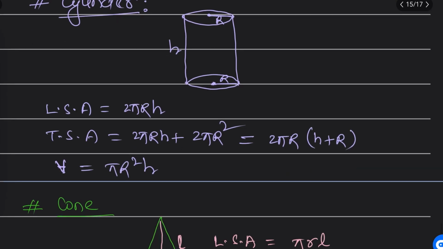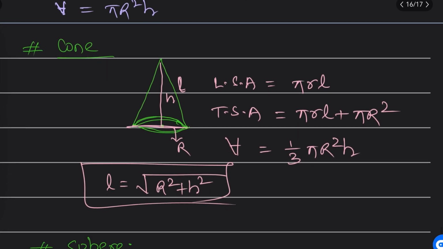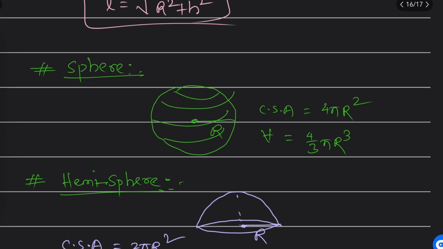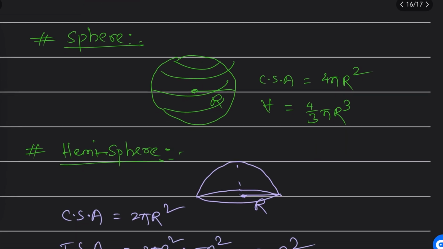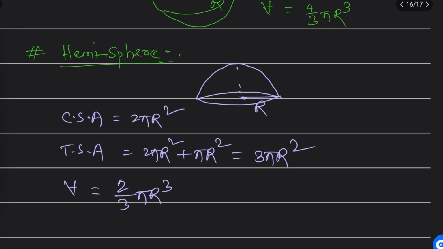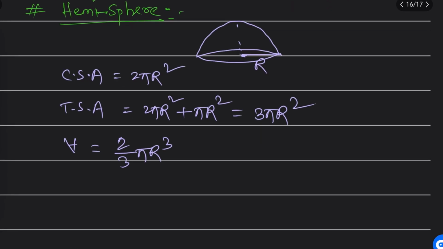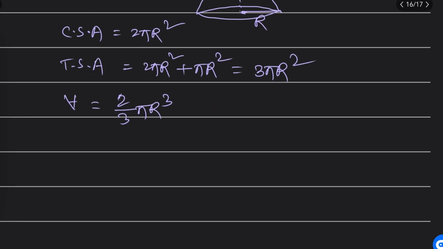And cylinder, lateral surface area, total surface area, volume. And cone also we discussed lateral surface area, total surface area, volume. And sphere also we discussed, what is the volume and what is the curved surface area of a sphere. Hemisphere, up to here we discussed, up to hemisphere, and we almost finished the mensuration part.